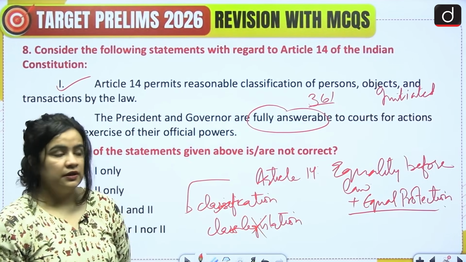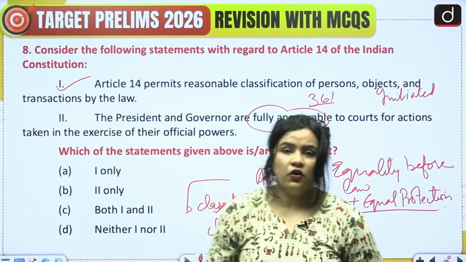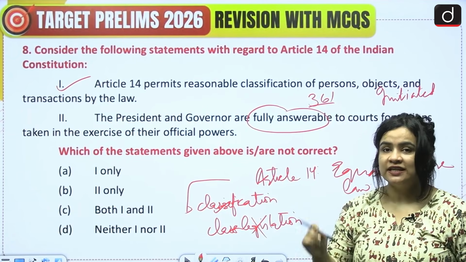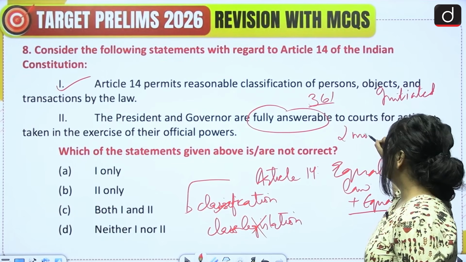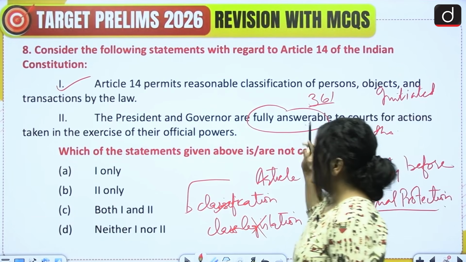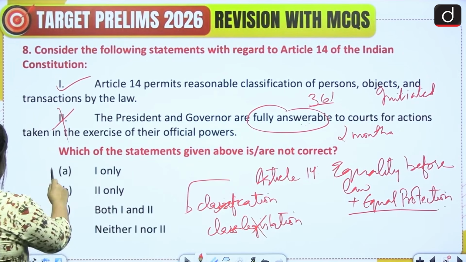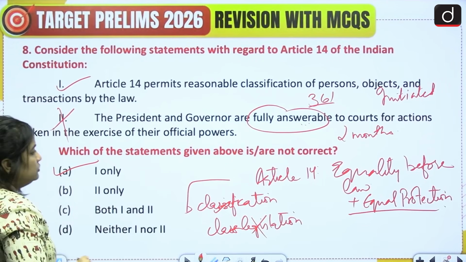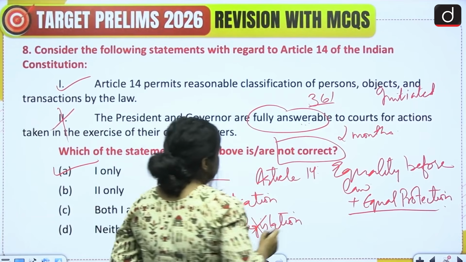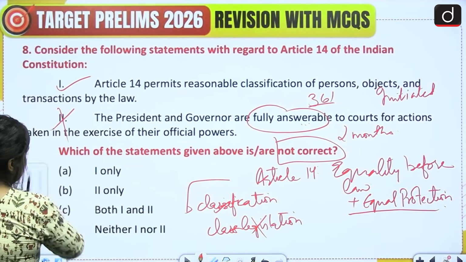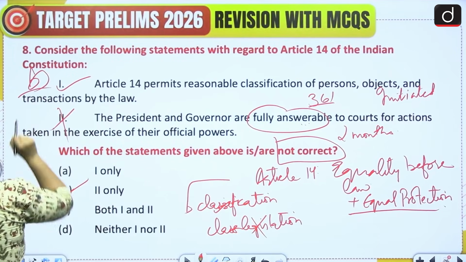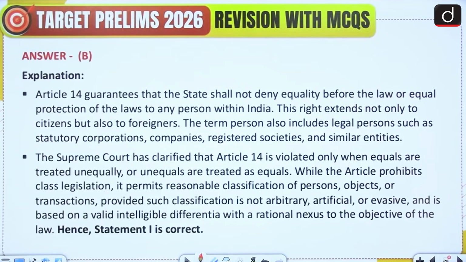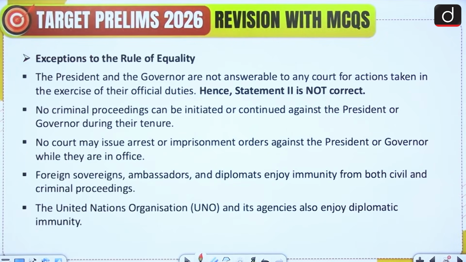Now, of course, civil proceedings can take place, and that can only happen subject to certain conditions, like by giving 2 months notice. So this is inaccurate, and we have option A, one only. Oh, so we are talking over here about not correct. How many are not correct? So again, only 2 is not correct, and therefore we have option B as your correct answer. The explanation in detail, please take a look at it.